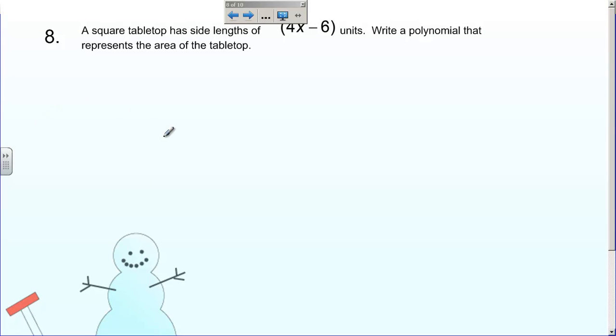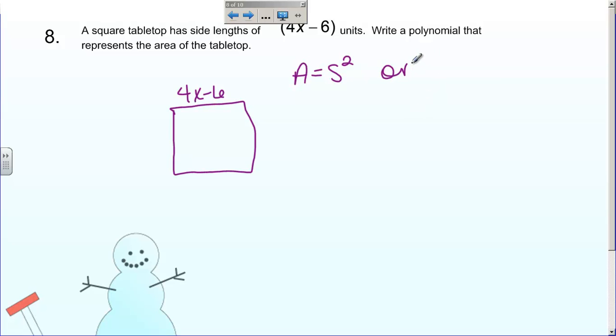So let's practice just a couple of word problems. So a square tabletop has side lengths of 4x minus 6 units. So I have a square. Kind of an ugly square, but it's still a square, and all of the sides are 4x minus 6. I want to find the area. Well, there's 2 ways to find the area of a square. You can either do area equals a side squared, or you can do area equals length times width. They're the same thing. They're just written a different way. But either way, I have to do 4x minus 6 times 4x minus 6.